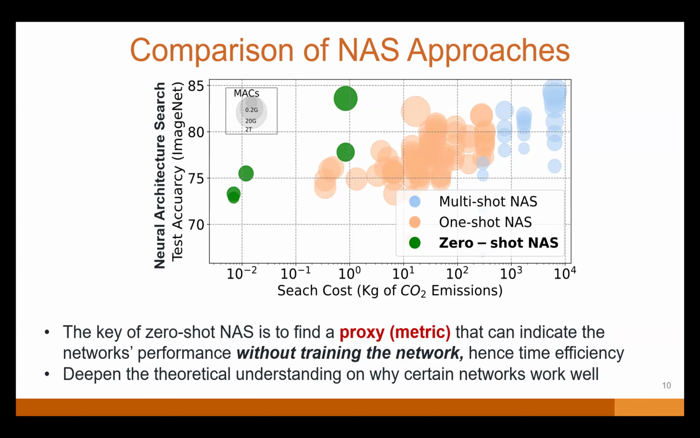The orange ones here are the ones that belong to the one-shot approach, and you see many circles. That means many versions of this one-shot approach have been proposed. Some of them having more or less computational requirements. You see here the computational cost in terms of MAC operations, multiply, accumulate. The smaller ones take less, the bigger ones take more.